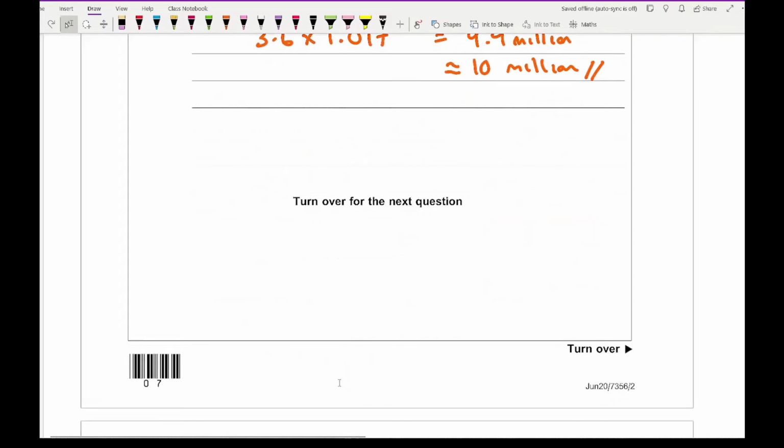Now another way of going around this particular question is, because we're looking at 30 years and we want another 30 years, we just need to calculate the rate. So the rate is going to be 6 divided by 3.6, and that equals 5 over 3. Then if I do 6 times 5 over 3, I still get the answer of 10 million.